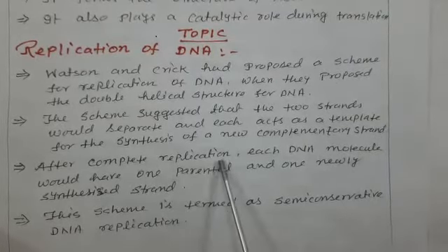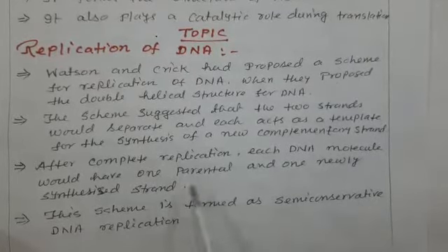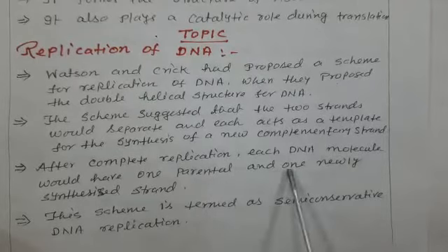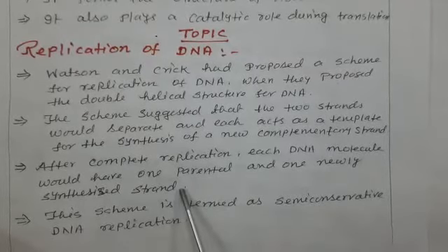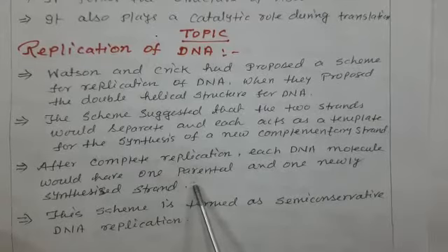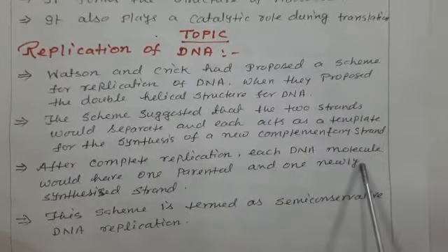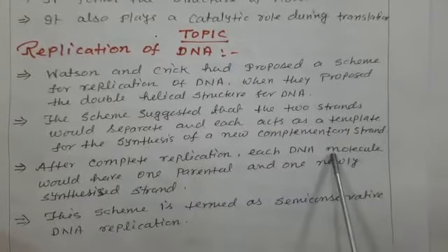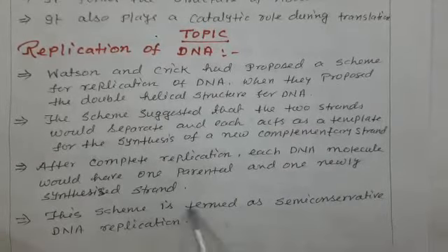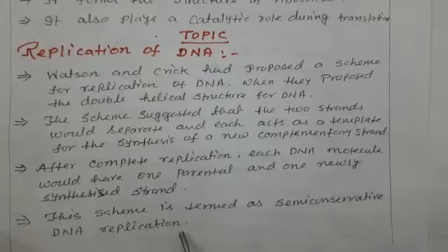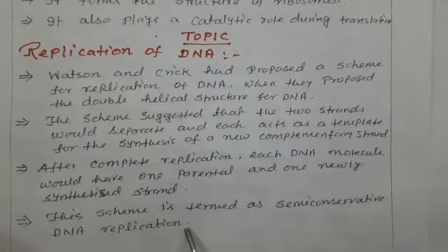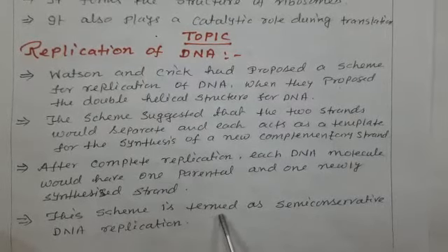After complete replication, each DNA molecule would have one parental and one newly synthesized strand. Suppose one is parental, meaning the old one, and one is the new. Such type of replication is considered semi-conservative DNA replication. How does it take place? Let us see.